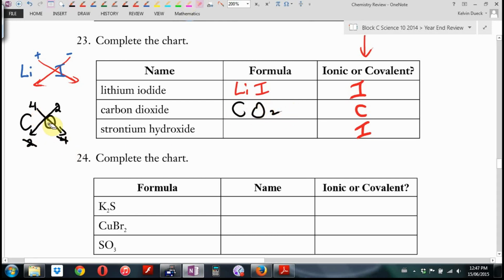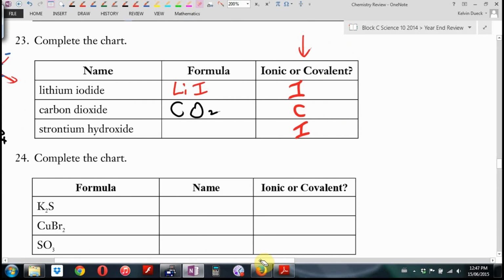Strontium hydroxide. I'll do that one on the right here. Strontium, Sr. Hydroxide, that's OH, I think, on your sheet, isn't it? Let's get it in the right order. What's the charge on Sr? 2 plus? From your polyatomic ions, what's the charge on OH? Negative? So when I crisscross, I get a little 1 there. I'll get a 2 there. So it's going to end up being SrOH2.